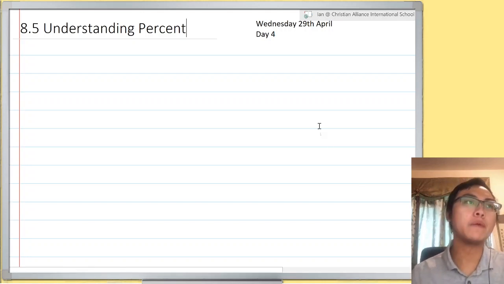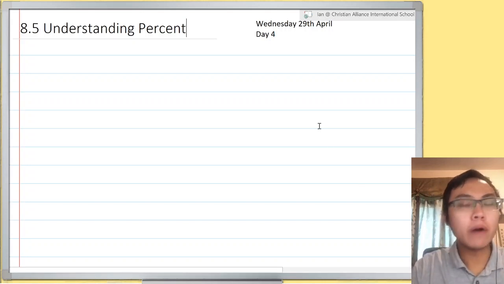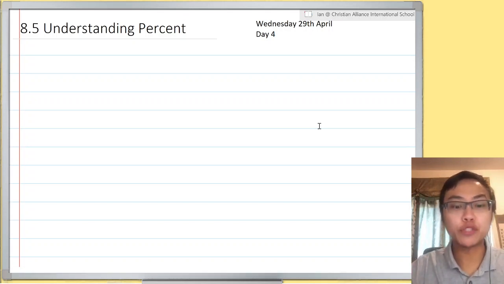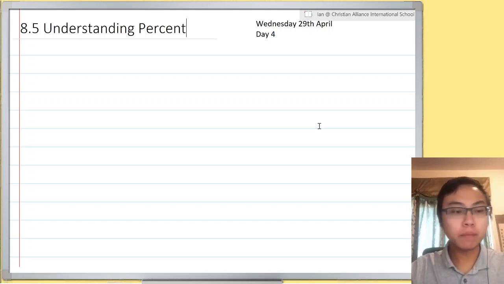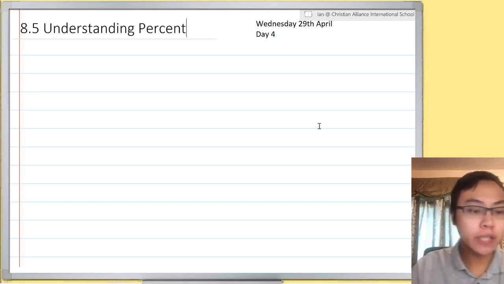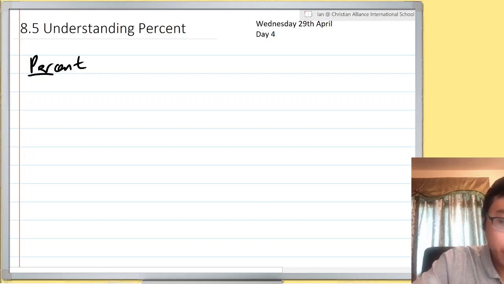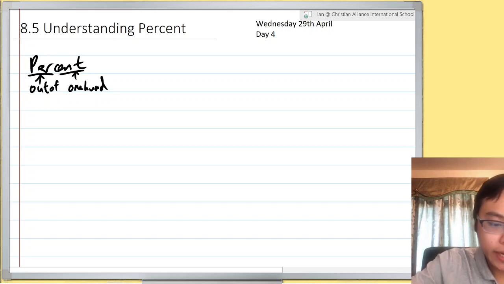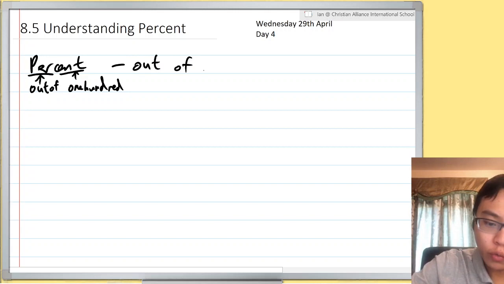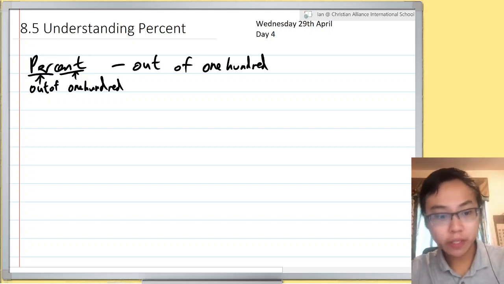Today we'll be talking about percent, and this lesson is all about understanding what a percent is. We have learned before, probably in grade 6, what percent is. Percent actually means: per means out of, and cent means 100. So percent actually means out of 100. That is basically the short meaning of percent.